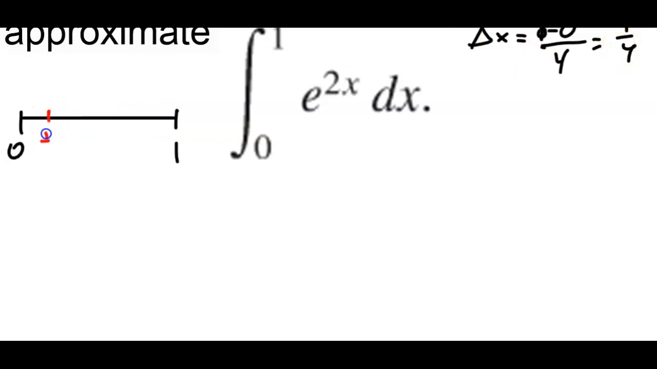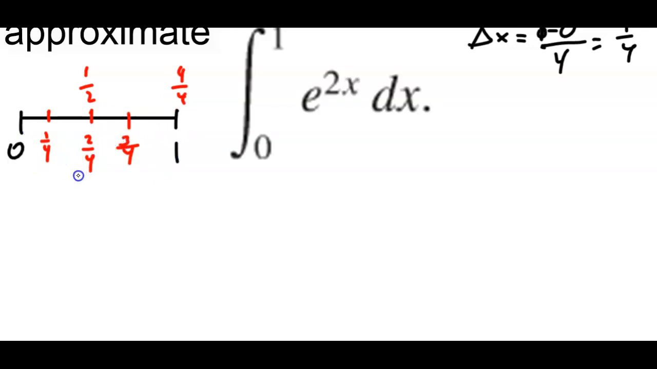So this is 1/4, this is 2/4, this is 3/4, and then 1. I could make this a little more equal distance. 2/4, or 1/2, you can also say 1/2, it doesn't matter. And then 4/4 is 1. So everything is 1/4 wide.